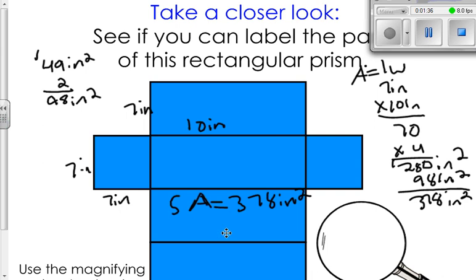Alright, and then we've got rectangles. We know length times width. It's 10 by 7. So 7 times 10 is 70. And then how many rectangles do we have? 1, 2, 3, 4. 70 times 4 is 280. And then we add them together. 280 plus 98 is 378 inches squared. So our surface area is 378 inches squared.